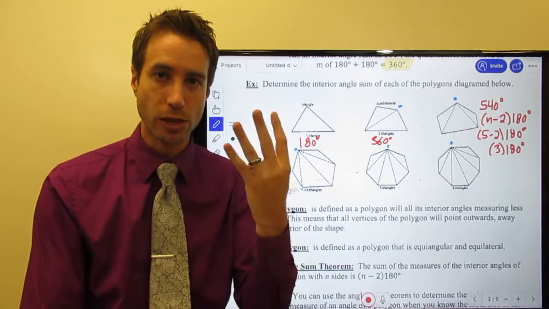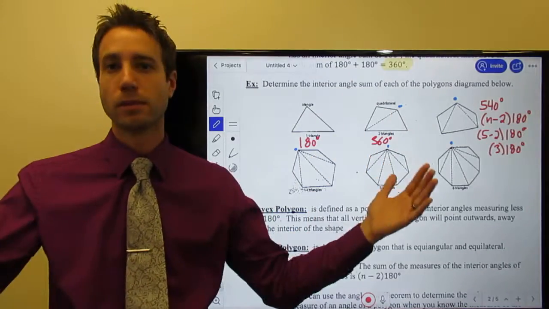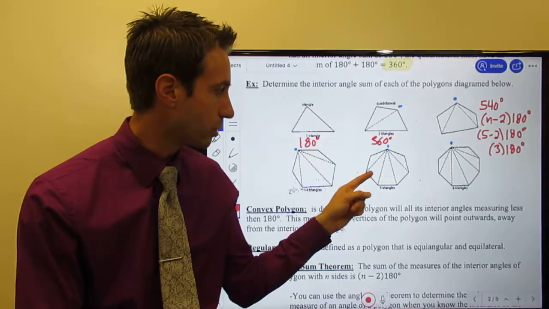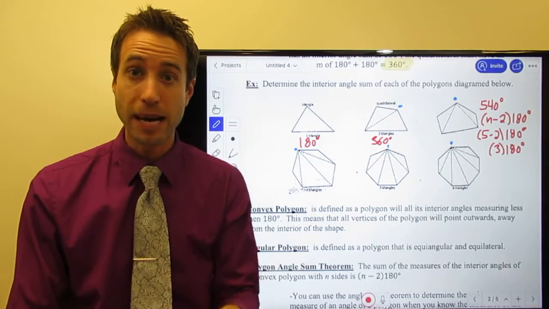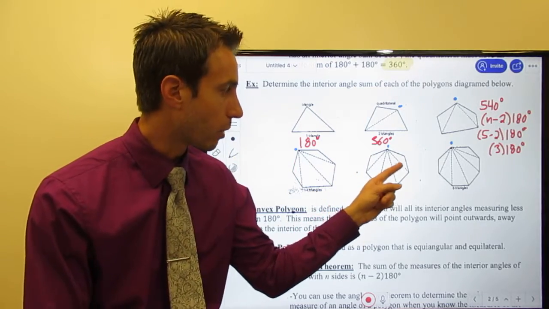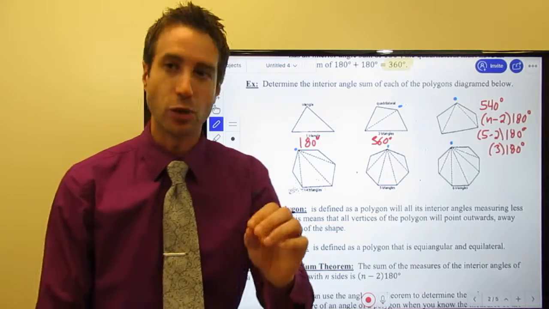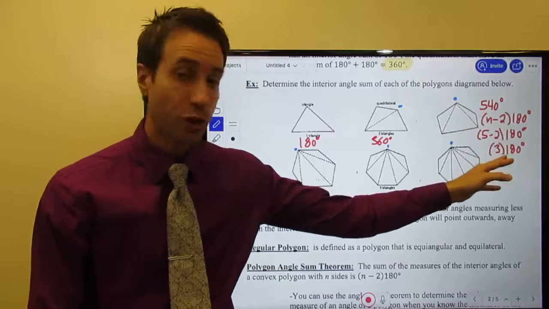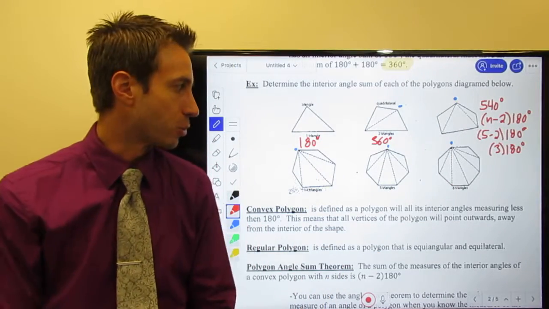6 minus 2 is 4. How many triangles do I have? 1, 2, 3. Not that hard. Not that big a deal. Same thing here. 1, 2, 3, 4, 5, 6, 7 sides. 7 minus 2 is 5. 1, 2, 3, 4, 5 triangles, right? Love it when it makes sense, right? So either way, whether you draw the triangles or use the equation, you're going to get the same answer either way. And we'll go back and forth between the two.